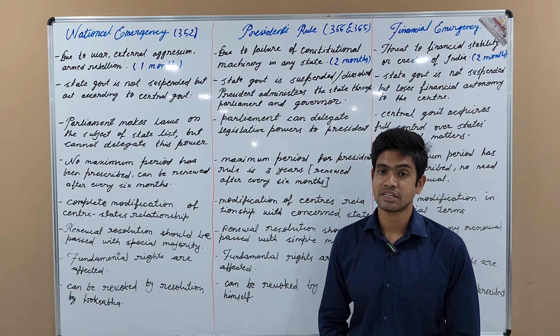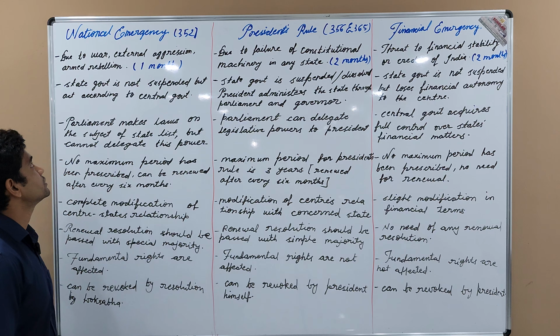In the Indian Constitution, we have three types of emergency provisions. The first one is called the national emergency. The second one is called the President's rule. The third one is called the financial emergency. The national emergency has been mentioned in Article 352 of the Indian Constitution. The President's rule has been mentioned combinedly in two articles, Article 356 and 365, and the financial emergency has been mentioned in Article 360.